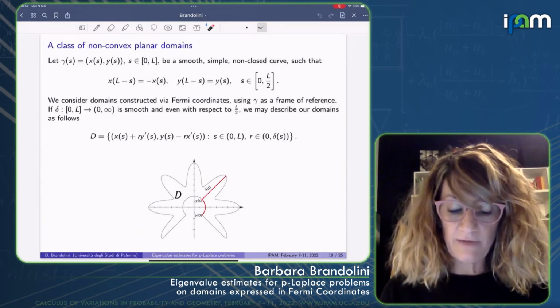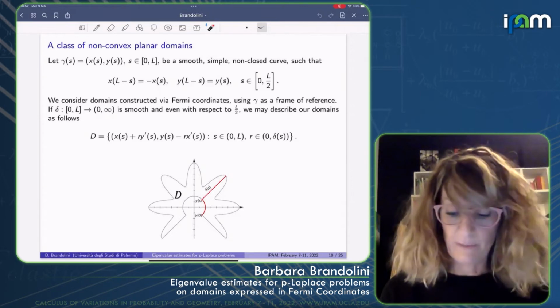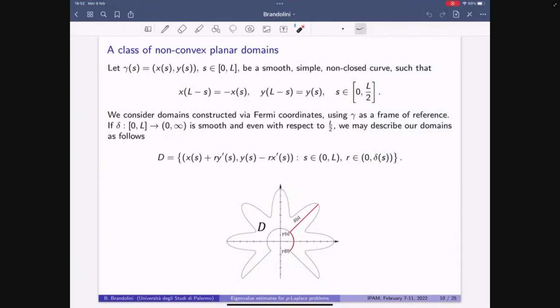They are constructed via Fermi coordinates using gamma as a frame of reference, which means that if delta is a smooth function that we suppose even with respect to L over 2, we can construct our set in this way. We fix a point on the curve, and then we move orthogonally to the curve by a distance delta. And the domain can be explicitly written in this way.